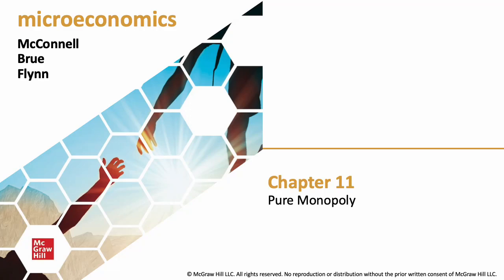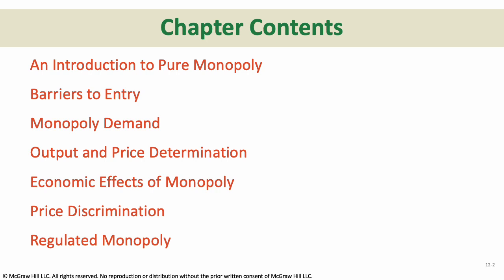Hello, and in this chapter we're going to take a look at what is known as a pure monopoly. A pure monopoly is when you have one firm that is controlling a market. So we're going to go through what is a pure monopoly, why are there barriers to entry, how does demand work, output and price determination, economic effects of a monopoly, price discrimination, and finally, what is a regulated monopoly?